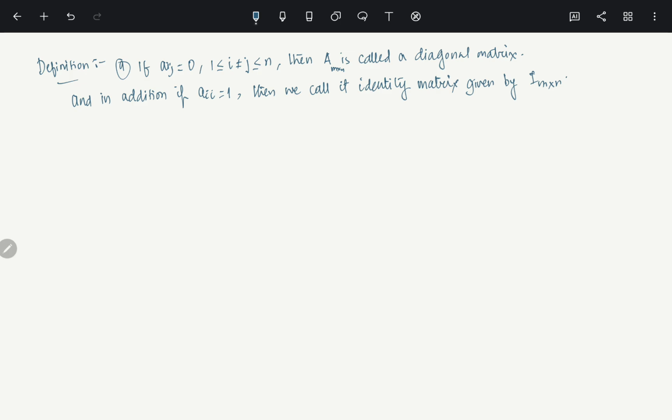Clear? Okay. So if it is clear that the matrix you are working with is an m cross n matrix, then it will always be written as I. Now, we will call a matrix symmetric if A equals A transpose. A matrix is symmetric if A equals A transpose.